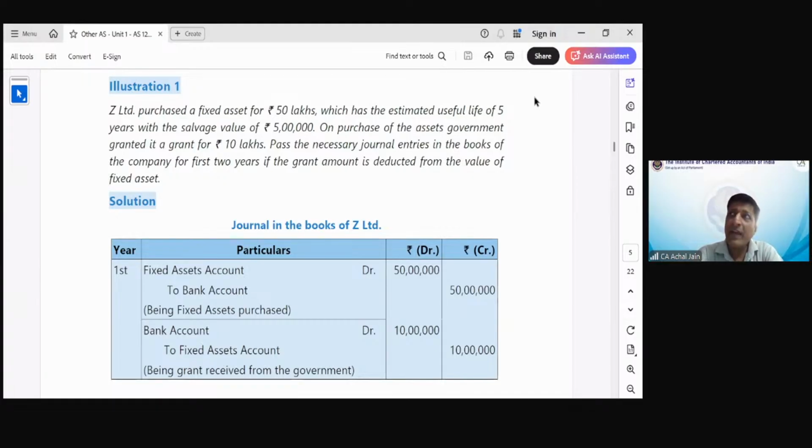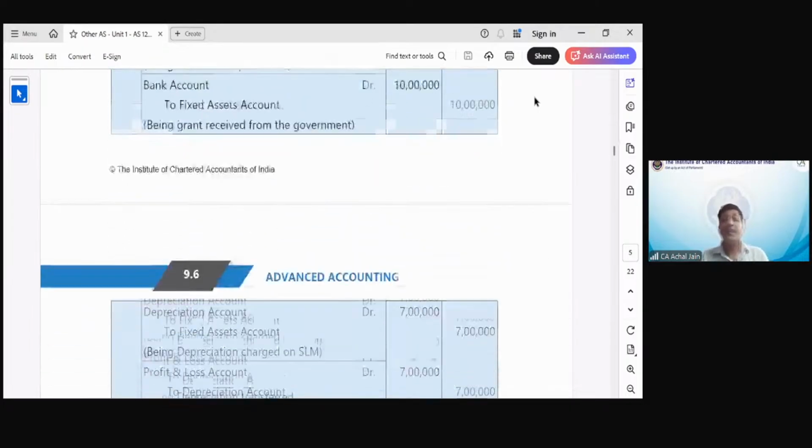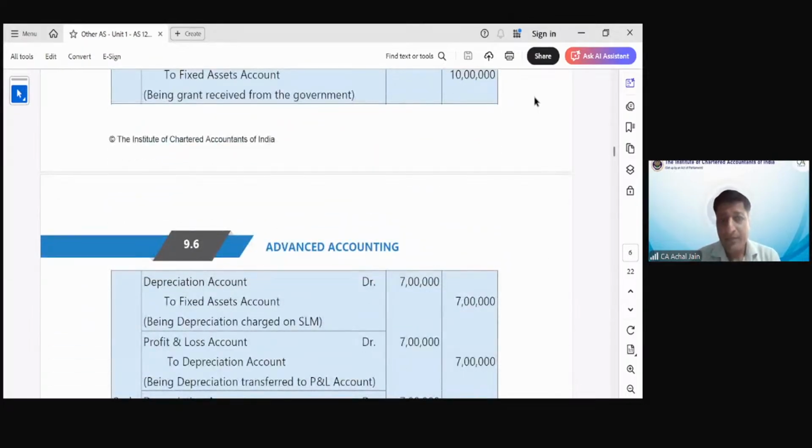But that's incorrect. Why? Because the value of the asset is not 50 lakhs. You have already reduced the value of the asset, isn't it? Yes, sir. So what is the value of your asset? 40 lakh. 40 lakh minus 5 lakh divided by 5. So what is going to be the amount of depreciation? It will be 7 lakhs. Depreciation is not 40, it will be 7 lakhs. And this depreciation you will then move to P&L also. Clear?